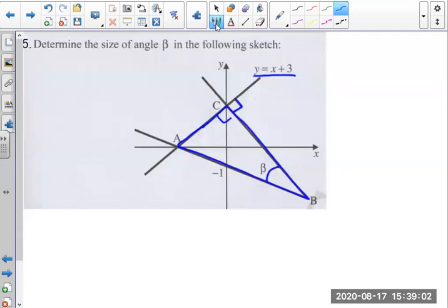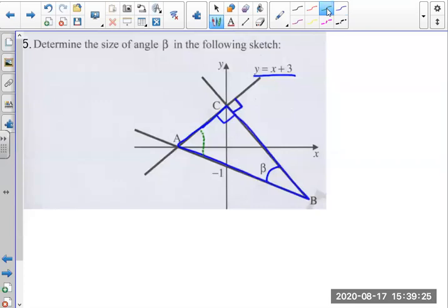There, luckily, you have a 90-degree angle. So, okay, one angle is given. Now, to find beta, you first have to find this angle here. So now you can do it two different ways.